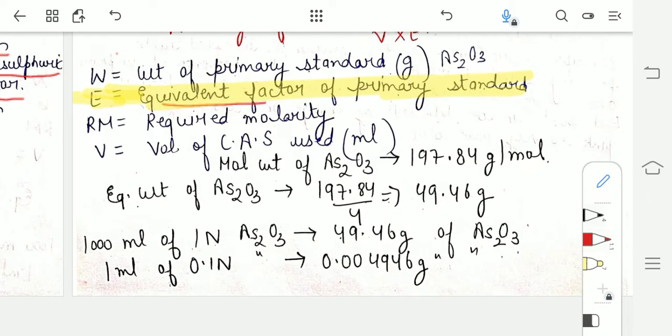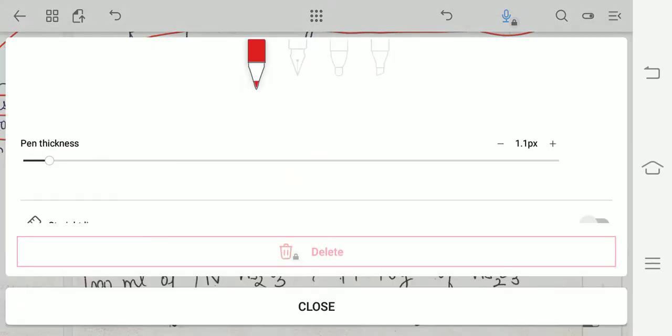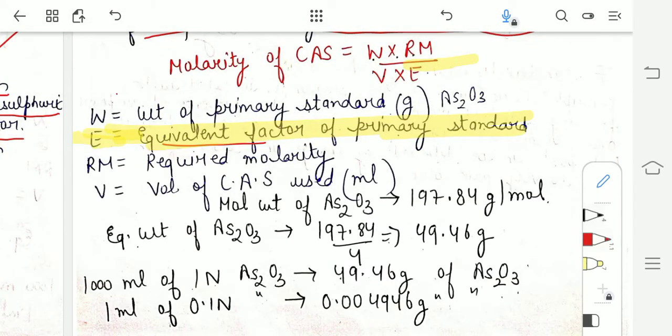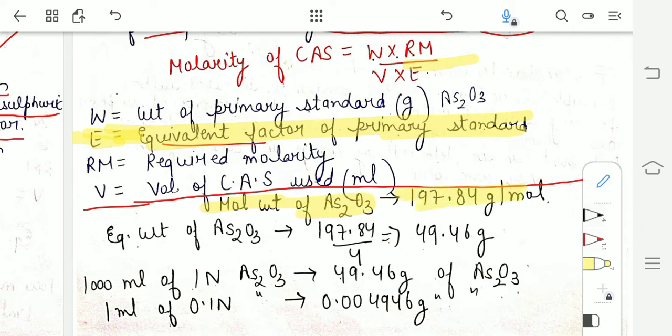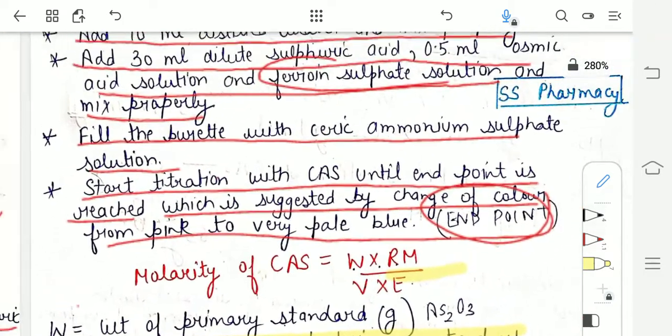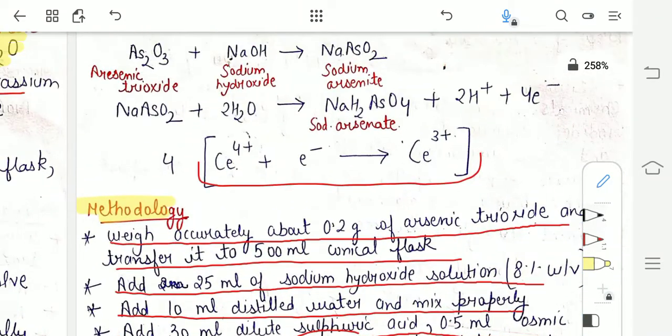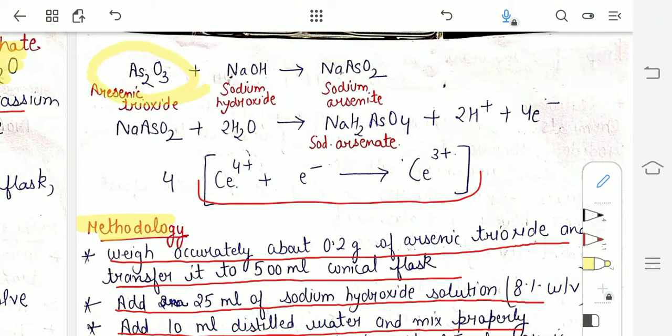So whenever we have to calculate the equivalent factor, we see the molecular weight. The molecular weight of arsenic trioxide I have already calculated. It came out to be 197.84 gram per mole. So the equivalent weight of arsenic trioxide is 197.84 upon 4, which is equal to 49.46 grams. Why do we divide it by 4? It is because if you see the reaction of arsenic trioxide, it involves 4 electrons. That is why we have divided it by 4.